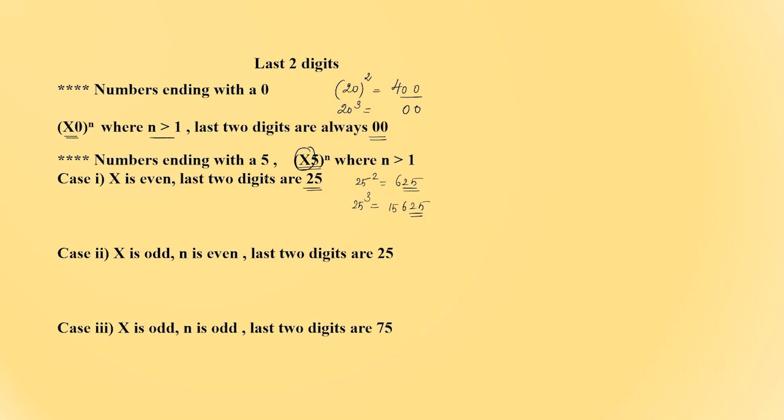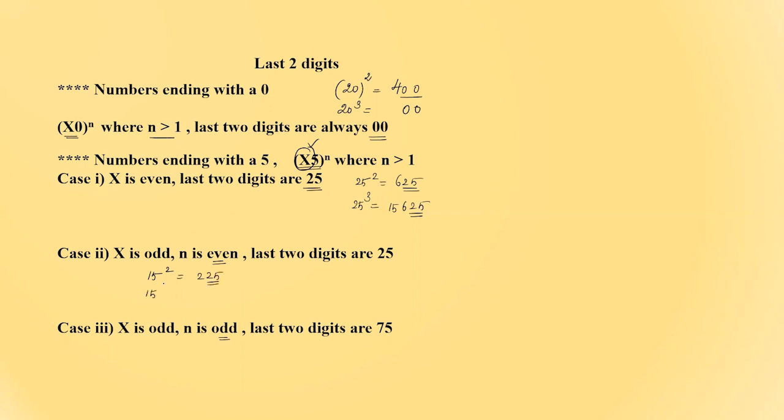Now, the second case, if this value x is going to be an odd number, then again you will have two cases. If x is odd, then you have to check whether n is even or n is odd. Let's take the first case that n is going to be an even number. So if x is odd, I can take x as 15 here. So 15 square, n has to be even. What will be the last digits of 15 square? Again, it's going to be 225. Last two digits is 25.